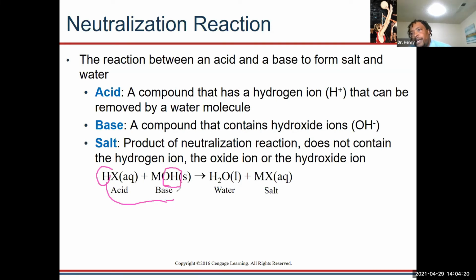And these guys are going to come together to form water. If we think about this, this is just our double replacement reaction. It's just a special case of the double replacement reaction, okay? Because then all you're doing is switching partners. Your X is going to meet up with your M to form your MX. So when you have an acid and base reacting together, you're going to end up with water and a salt.